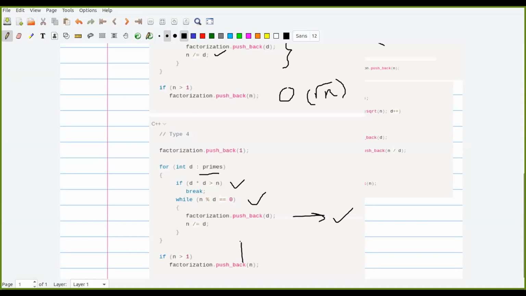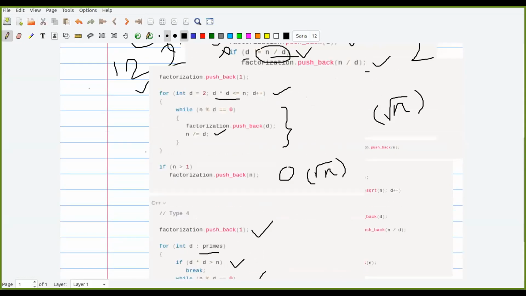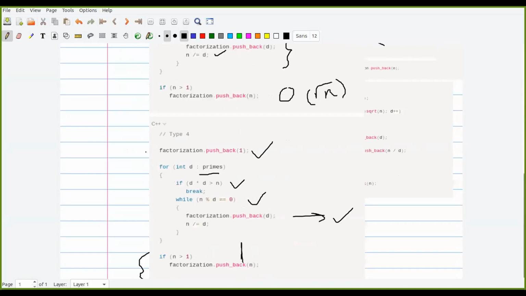So this is basically a simple check, since I am already pushing back one before, I don't want one two times. So you can ignore this. Yeah, so these are 4 algorithms which you can use to find factorizations, and all of these are basically naive approaches. Later, when I show you how to use sieve of Eratosthenes, you can probably come up with an even better approach, which will work relatively faster.